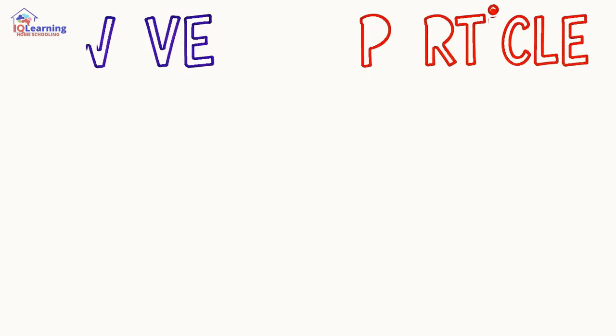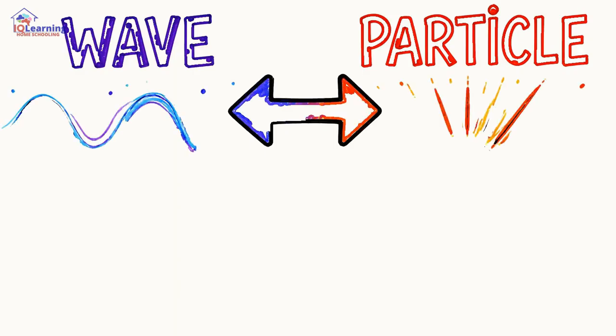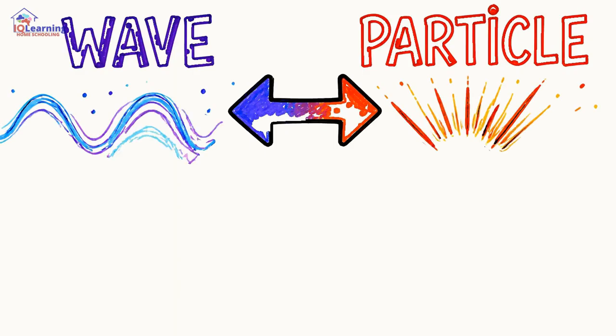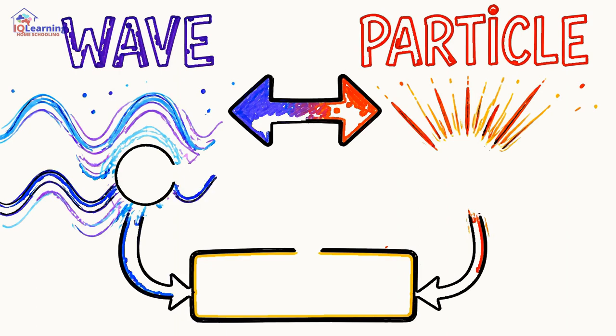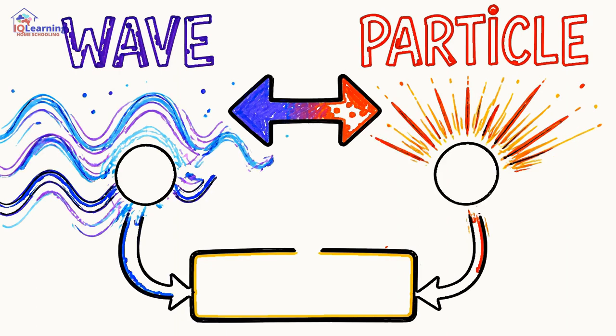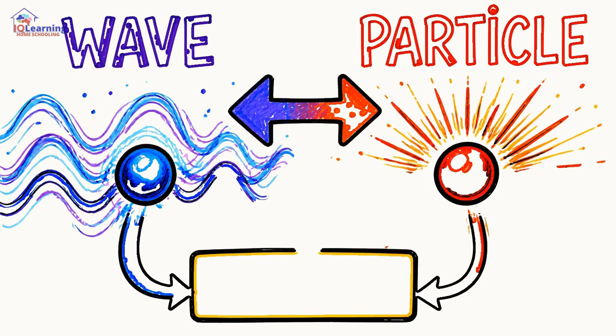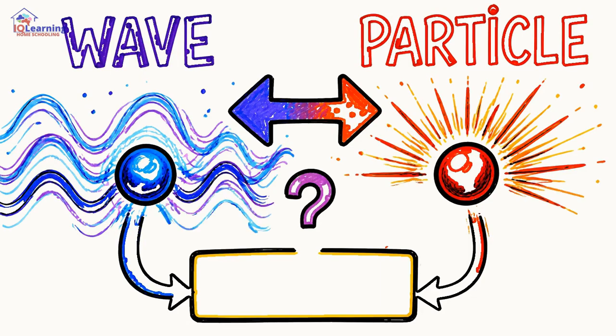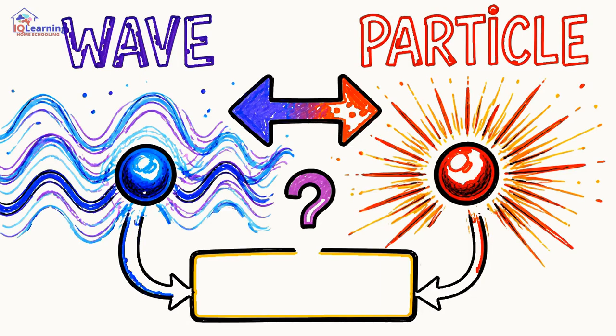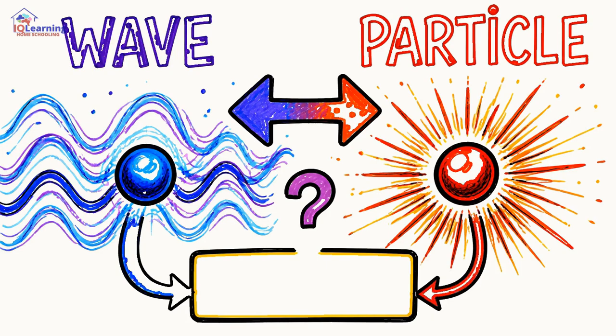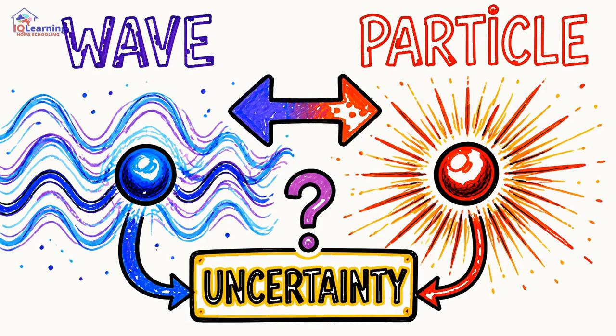It's driven by principles like wave-particle duality, the bizarre fact that an electron can behave like a solid particle one moment and a spread-out wave the next. It's also governed by the Heisenberg uncertainty principle, which says there's a hard limit to what we can know. The more precisely you measure an electron's position, the less you can know about its momentum, and vice versa.